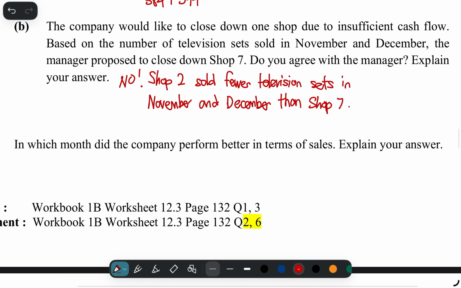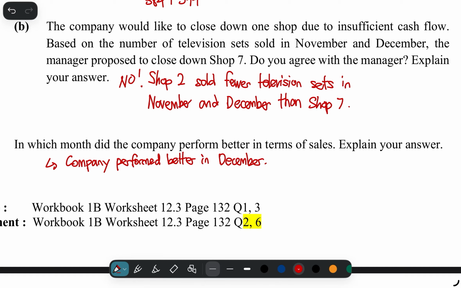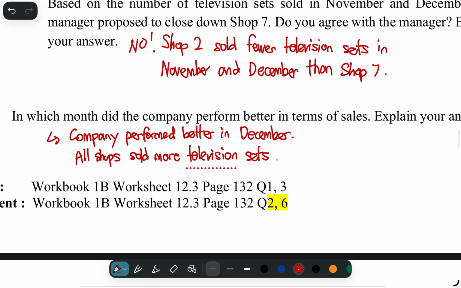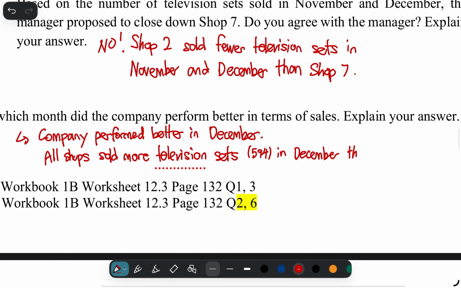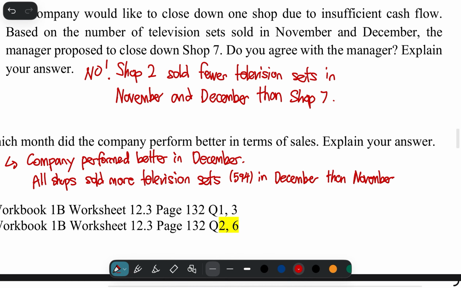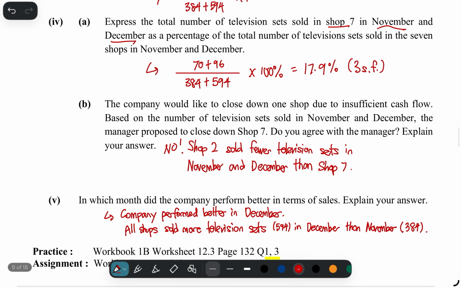Okay, so for this question, the company performed better in December. Why? Because all shops sold more television sets in December than November. Then you can give data to justify: in December I sold 594, and November I only have 384 television sets sold. Okay, and this is all for this part of the worksheet.